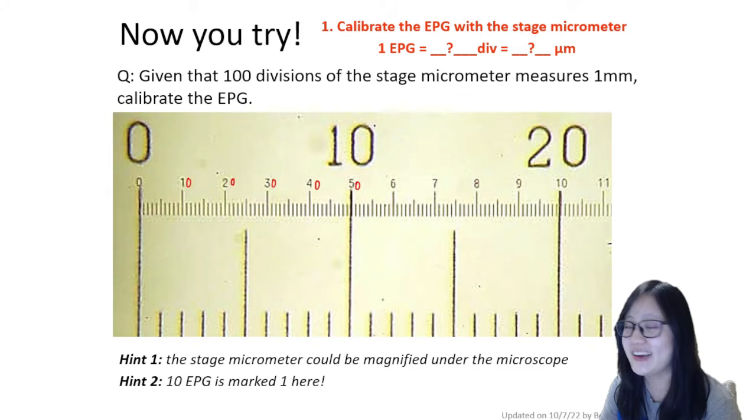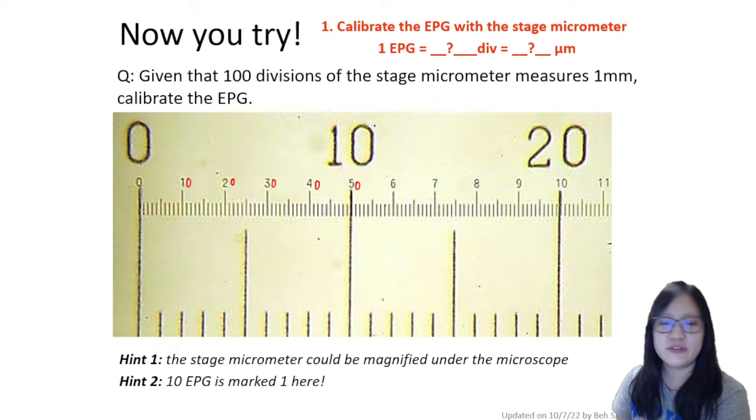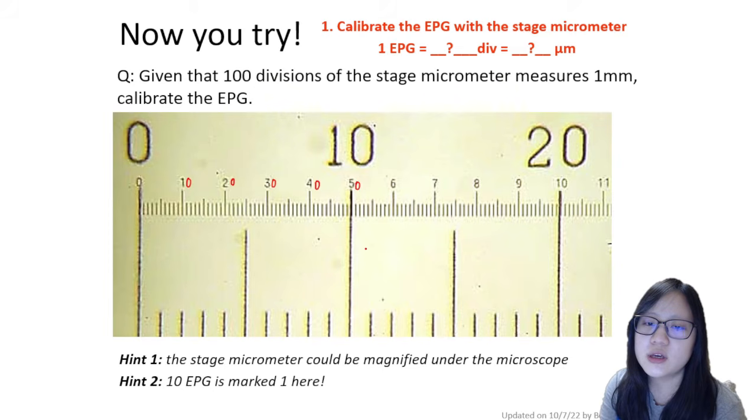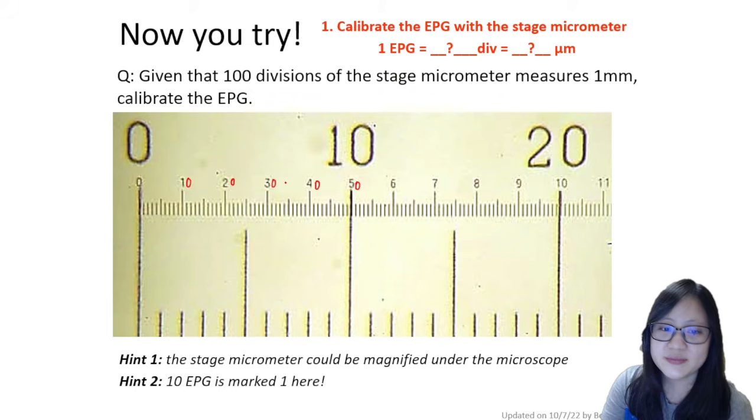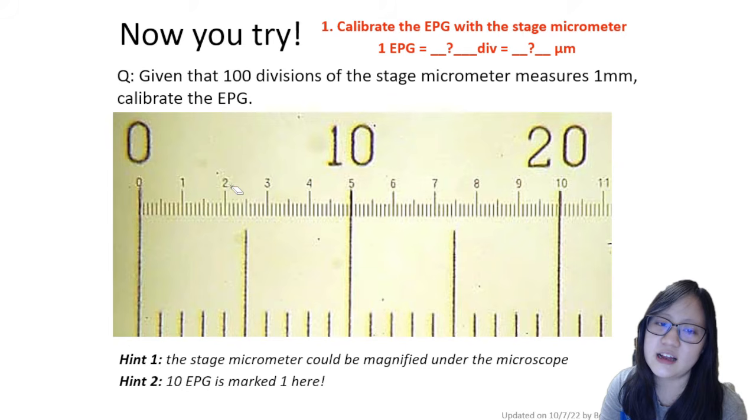Okay, have you tried it? Did you really pause? Pause it if you haven't. But if you had, let's look at this question together. So here, we know that the stage micrometer could be magnified under the microscope, but usually the eyepiece reticule is able to be seen throughout, right? So the bigger one here is usually the stage micrometer. And it seems to line up perfectly at this point and this point.